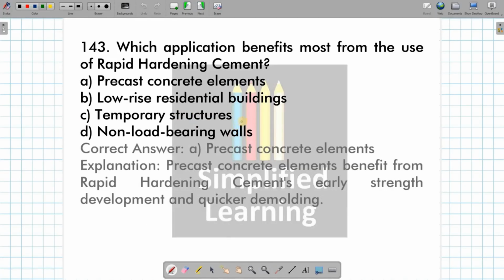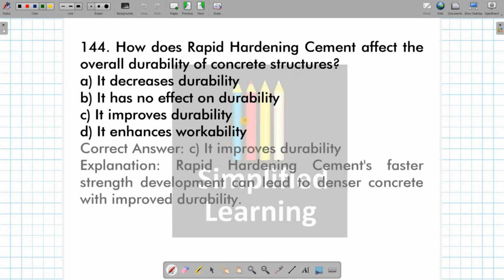Then which application benefits most from the use of RHC? That it can be used in precast concrete elements. See, early strength development and quick formwork removal enables it to be used in precast concrete elements, right? And how does RHC affect the overall durability of concrete structure? It is going to obviously improve the durability.